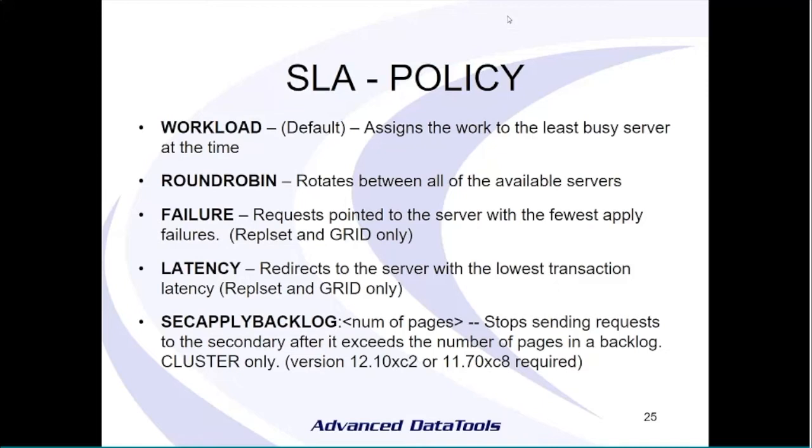There's another one, which came in 12.1 XE2 and 11.7 XE8, is SEC apply backlog. This is for an HDR system, and generally this is for RSS, but you can set a backlog threshold where if a server gets behind so many pages, it'll stop sending requests there. So you could have 5 or 6 RSS servers, and you set this, and once it exceeds that threshold, it will basically kick a server out of the available ones for a while until it comes back into scope. So if you have a flaky connection on one of them, it's not going to send clients there if it's too far behind.